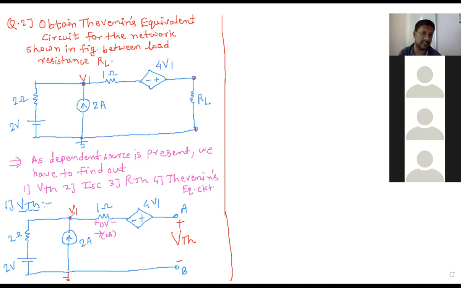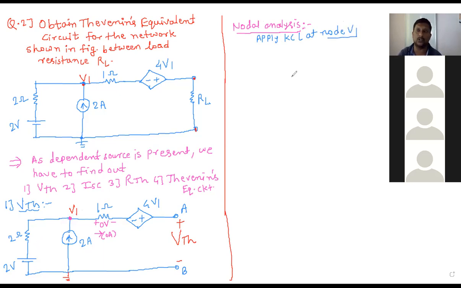What is V1? It is a node voltage, isn't it? Yes or no? Yes, sir. So node voltage is there, then we have to use nodal analysis. So apply nodal analysis here to find out V1. Once you get the answer of V1, it is easy to apply KVL in the second loop and you can get the answer of VTH. So in nodal analysis, apply KCL at node V1.